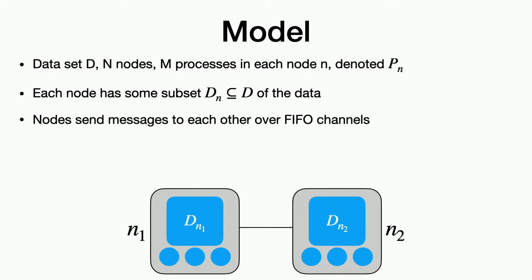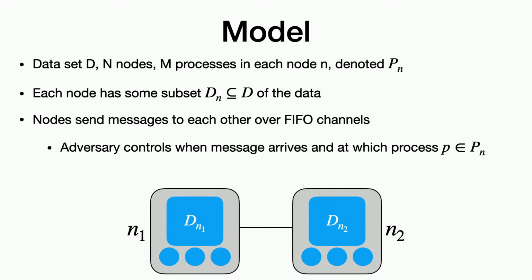The nodes are able to send each other messages, but an adversary controls when the messages arrive, so it controls the speed at which the messages go across the network. We're in an asynchronous network, and the adversary also chooses on each machine when a message arrives, which process receives it. This models the idea that we don't know which process will be free to read the network buffer and process the next message.